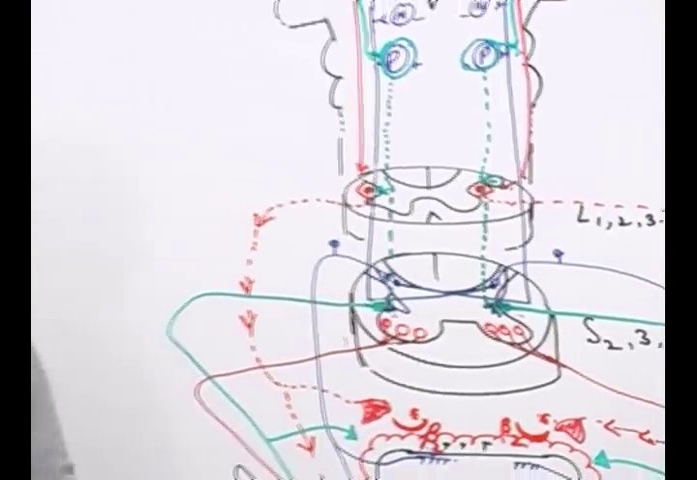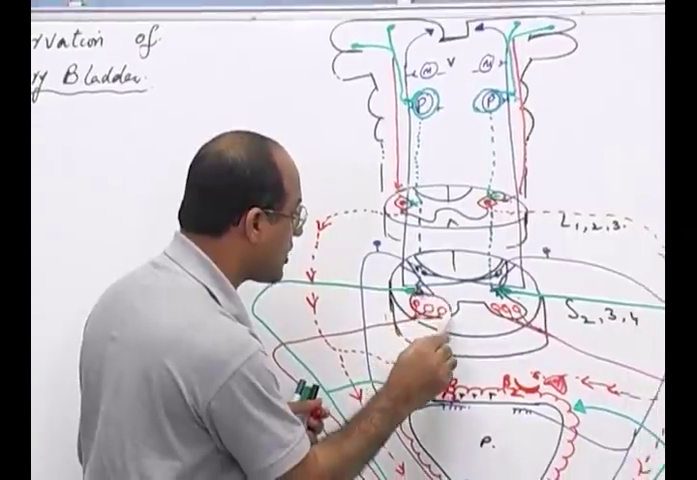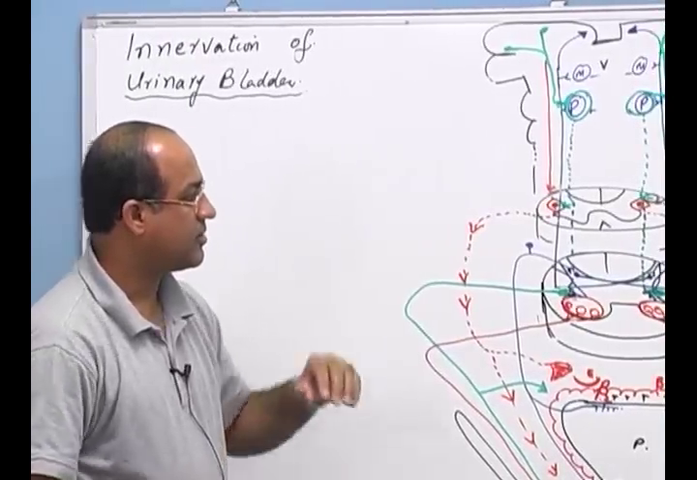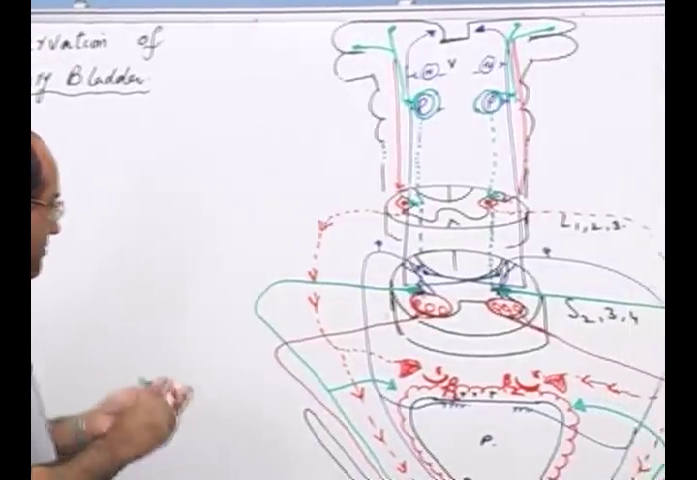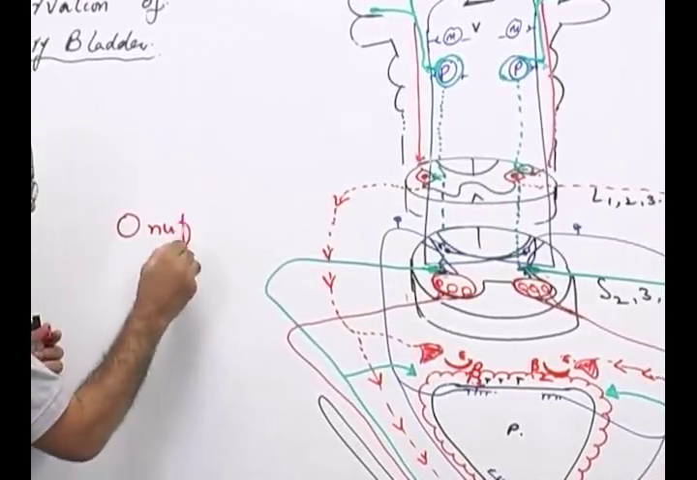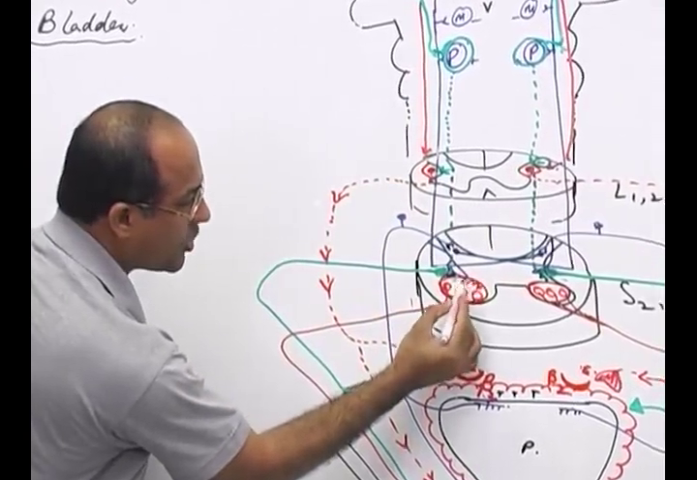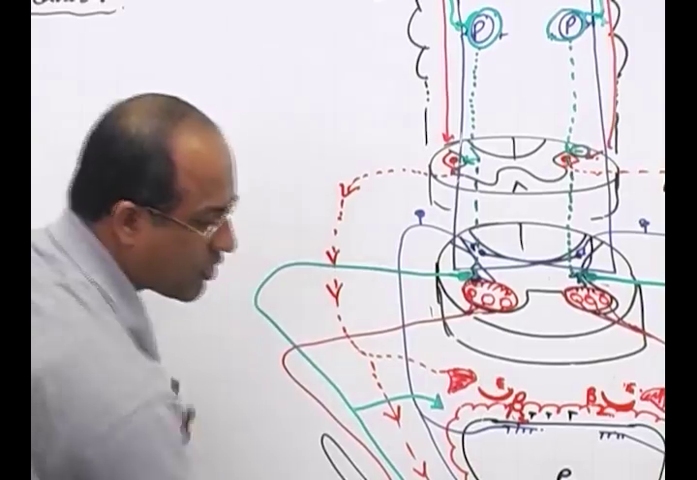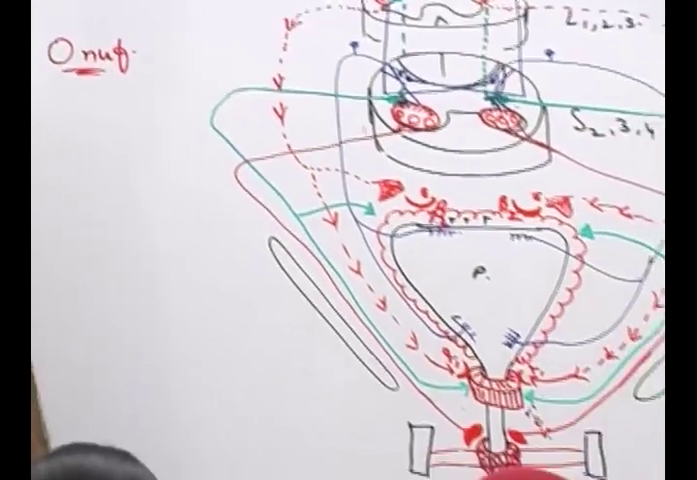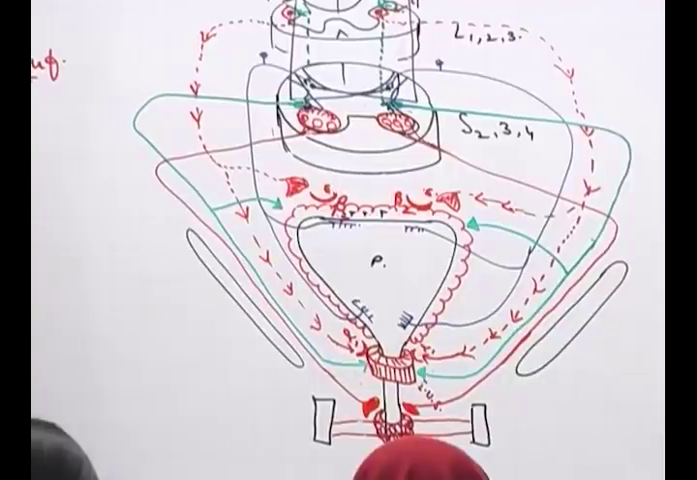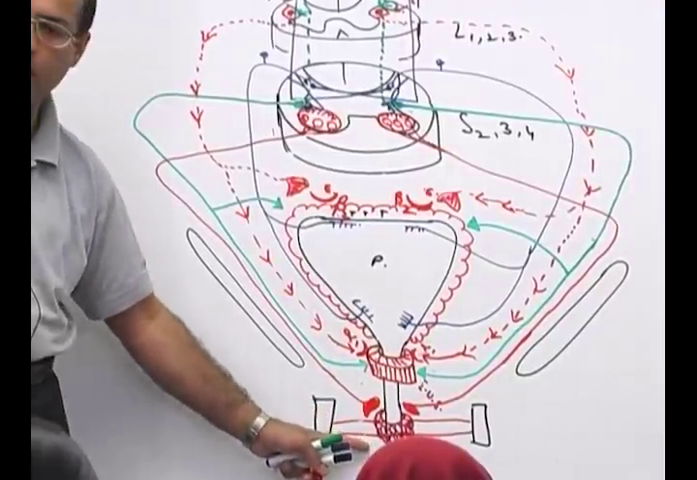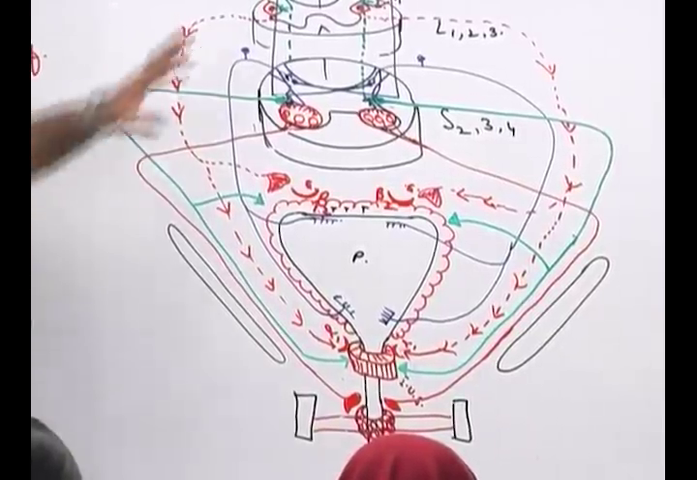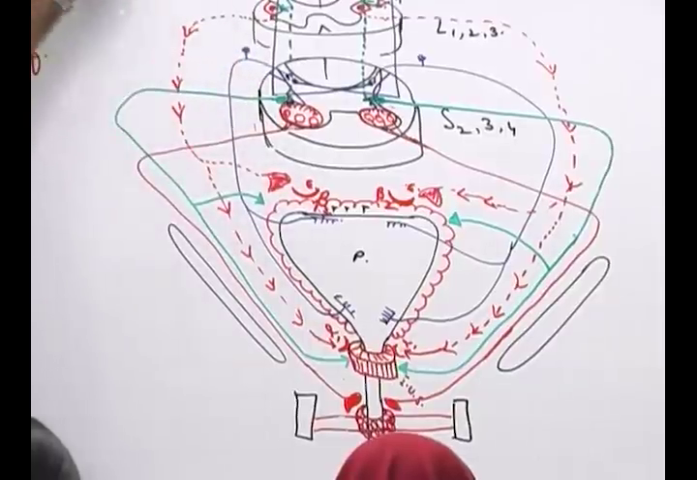Now, let me go step by step. All these things do not occur simultaneously. This is called the Nucleus of Onuf. This is the Nucleus of Onuf. So we can say the external urethral sphincter is controlled by the sacral Nucleus of Onuf. Some say that the external urethral sphincter is the slave of the Onuf. Now, let's go step by step.